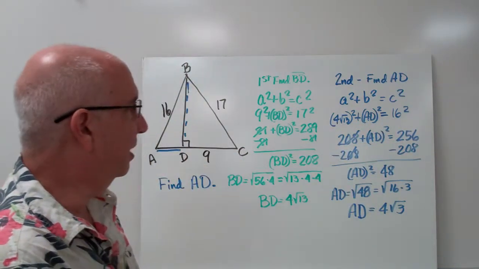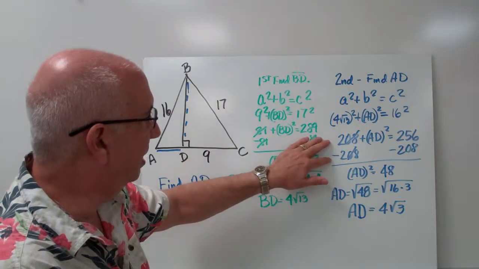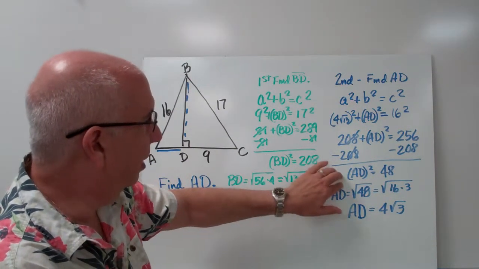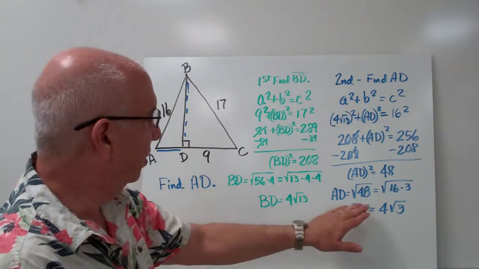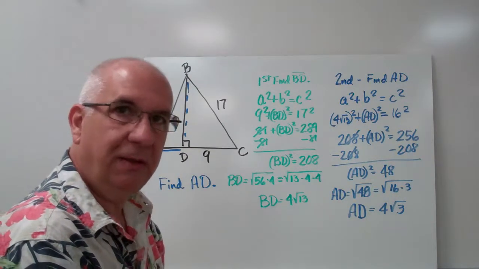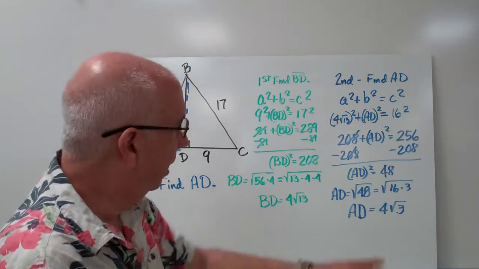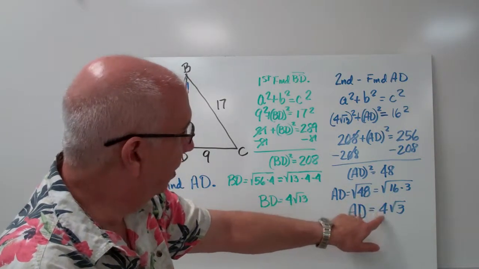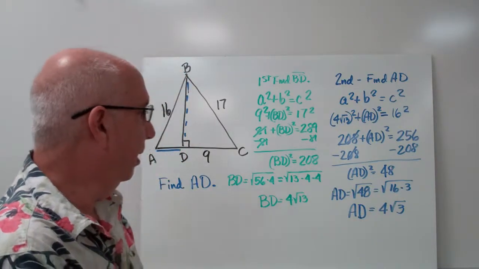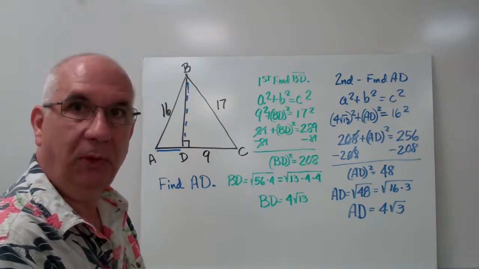16 squared is 256. Subtract 208 from both sides. Here's my zero pair. And I have segment AD squared is equal to 48. Well, the square root of 48 is 16 times 3. 16 is a perfect square. It's 4 squared. So I can factor out a 4, and I have the 3 left under the radical. So segment AD is equal to 4 times the square root of 3.